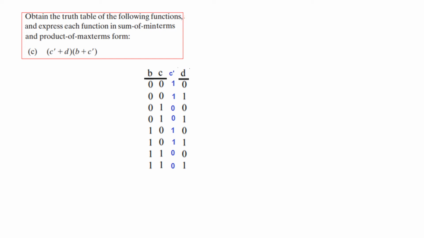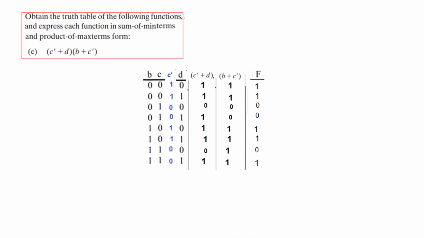And now C dash or D. So C dash or D means whichever is 1 will have 1. So here is 1, here is 1, here is 1, 1, 1 and 1. So we have written all those. And similarly the other term B, C dash, so B or C dash. Again you see there is 1 here in B, so we write these two. And all this B is 1, so we write all this. So this is B, C dash.